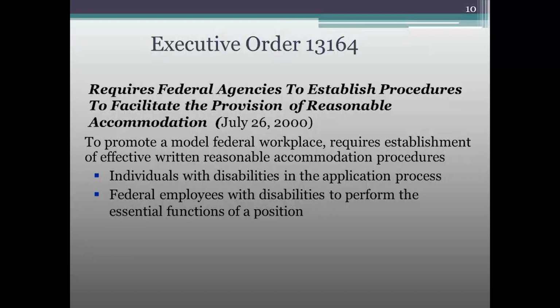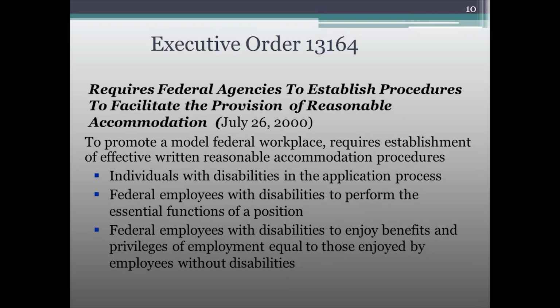It also requires that federal employees with disabilities be provided reasonable accommodations to assist them in performing the essential functions of the position. So that's allowing the individual to do the main aspects of their job. And we'll touch a little bit more on essential functions as we move forward in this training. And then the last area is allowing federal employees with disabilities to enjoy the benefits and privileges of employment equal to those enjoyed by employees without disabilities.